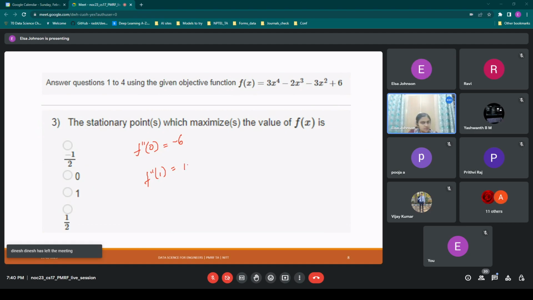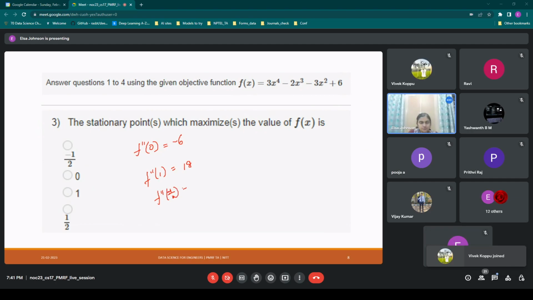Is it 18? Yeah. Then f double dash of minus 1 by 2 was 9. Okay, so from this, maximizing the value means f double dash of 0 should be less than 0. That belongs to this condition. So the answer is 0.